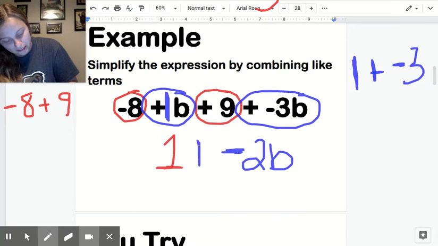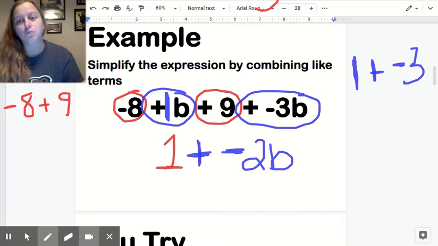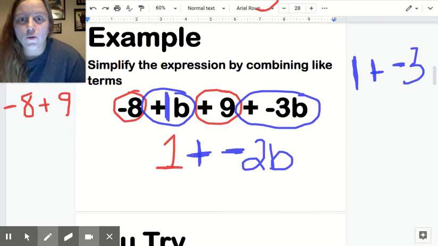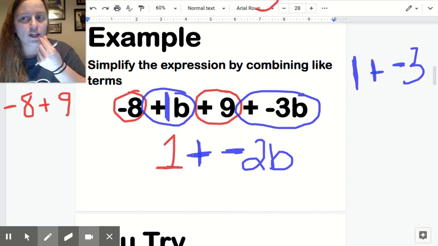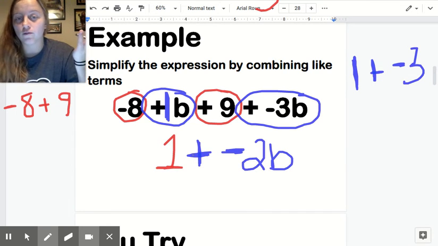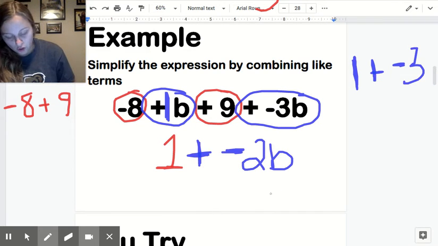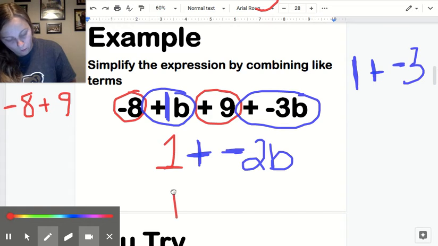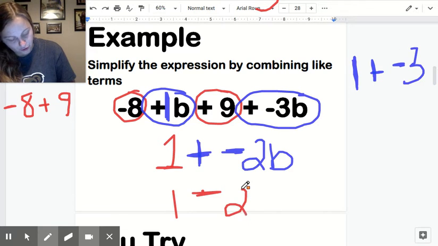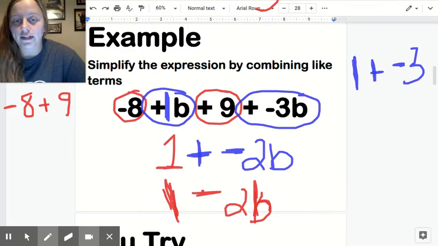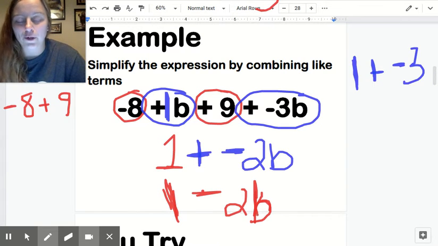And then we can throw an addition sign in there. 1 plus -2b. Or I can say 1 put together with -2b. But you can't actually combine them because one has a b and one doesn't. So you cannot combine any further. You could have left your answer as 1 minus 2b, because if you were to KFC 1 minus 2b, you would get 1 plus -2b. So these two answers are really the same. It doesn't matter which one you use.